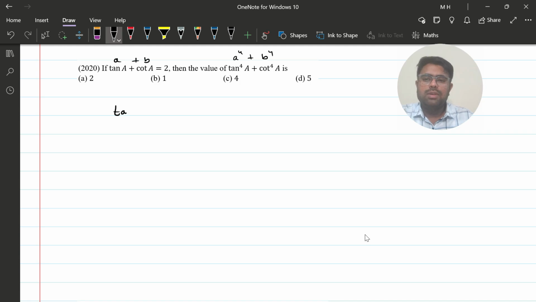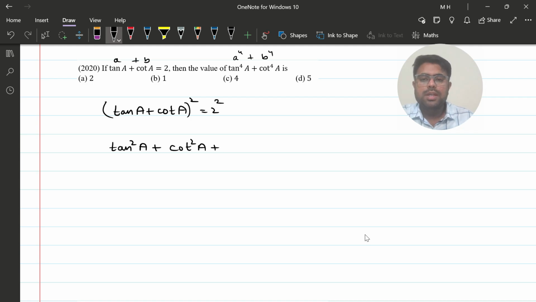Okay. So we have tan a plus cot a equal to 2. I'll square it on both sides. First, I have to square it twice because I need to get a raised to 4 plus b raised to 4, right? So this is going to be a square, that is tan square a, plus b square, that is cot square a, plus 2ab, that is 2 tan a cot a, right? Okay.